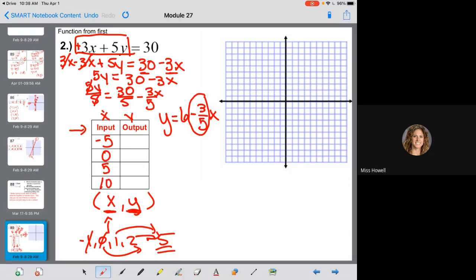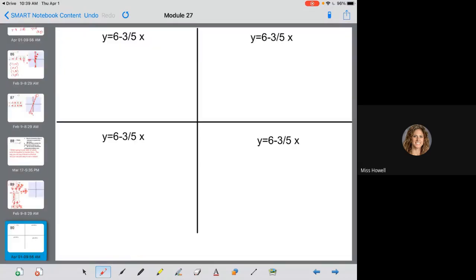Now, those are going to give us perfect locations on our line. If we had used -1, 0, 1, and 2, it would still give us places on our line, but they would be those tricky, hard-to-graph locations. We want perfect spots so that when we get to our graphing portion, life is easy. All right, so let's do our work here. We're using x is -5, x is 0, x is 5, and x is 10.